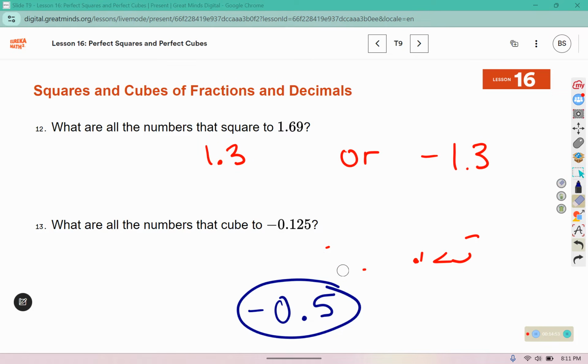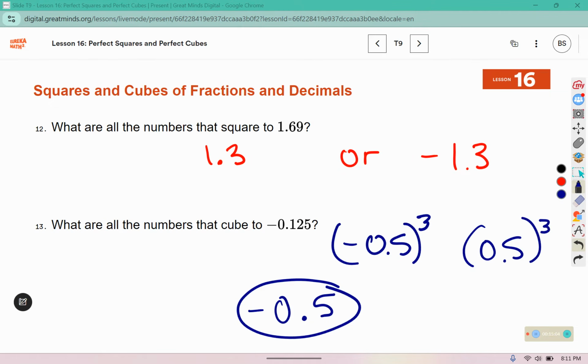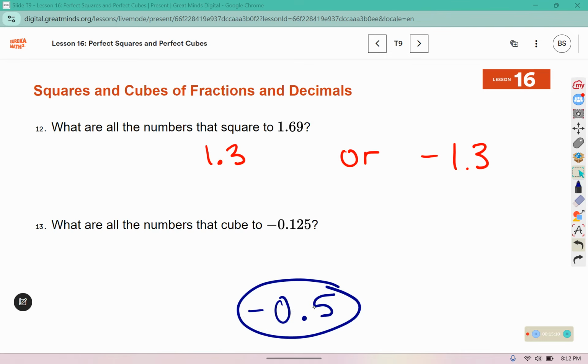And we can't have a mix of the two. In a cube scenario, all of them are going to either be negative or all of them will be positive. We can't mix them up. So the only option here is negative 0.5.